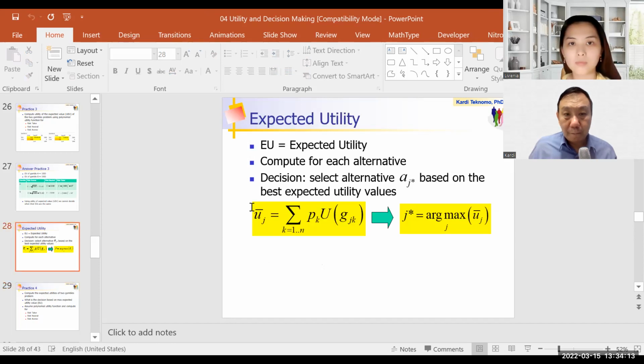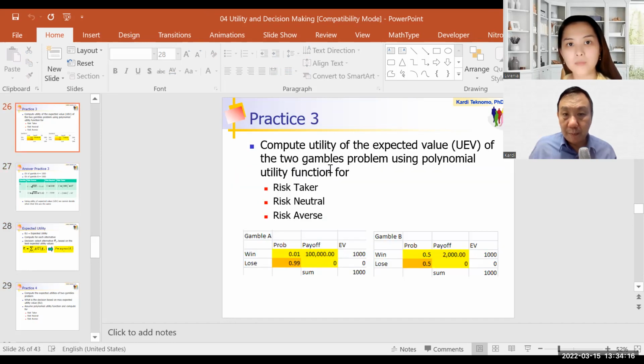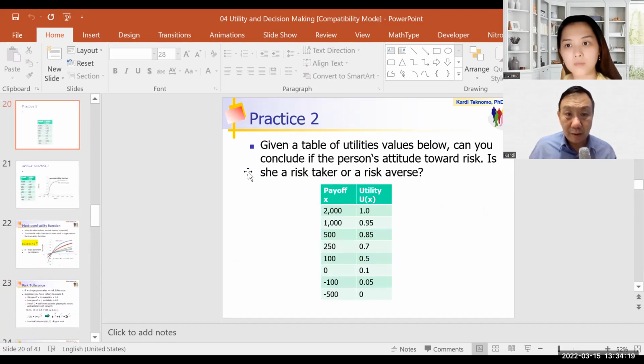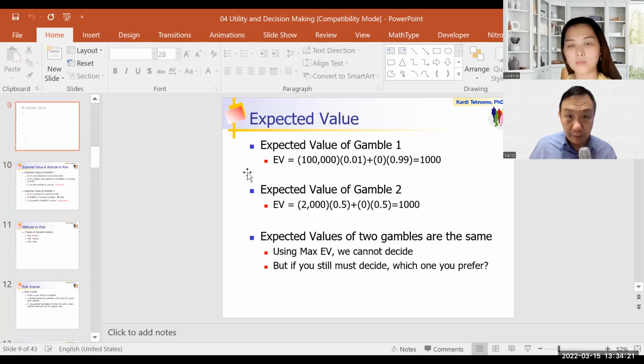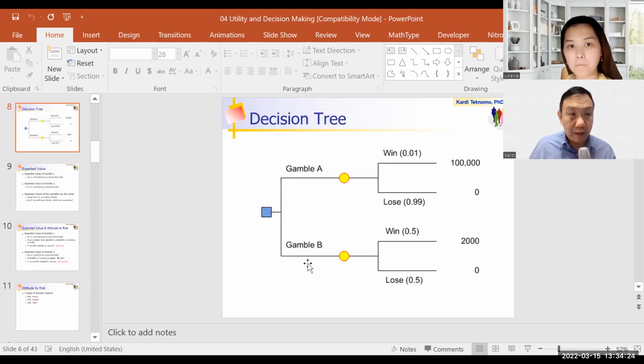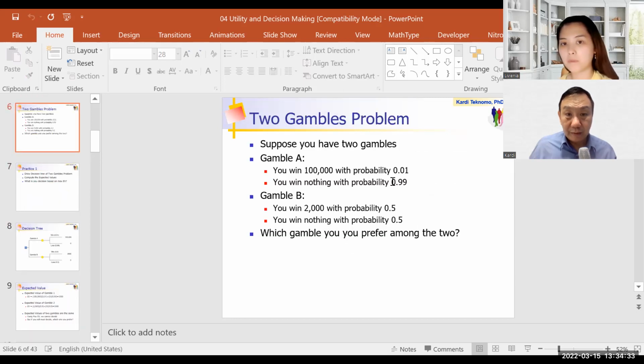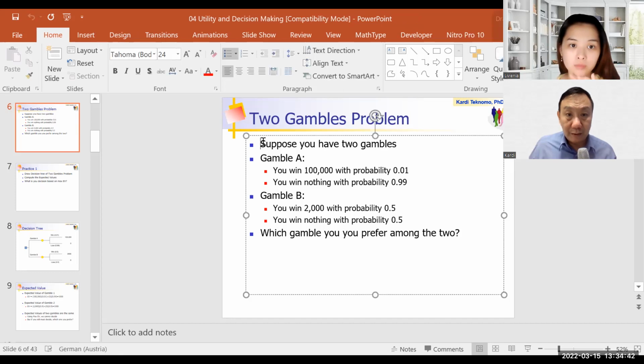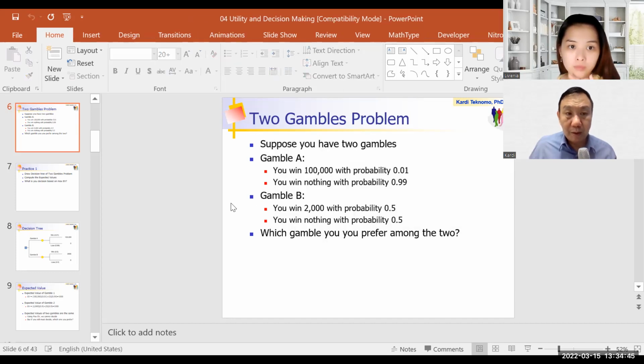So we use the two gamble problem. Remember the two gamble problem that we discussed earlier here, right? Gamble A, gamble B. This is the probability, and this is the payoff. This is the two gamble problem. So try to practice now. For the two gamble problem, can you calculate the utility of the expected value and the expected utility?